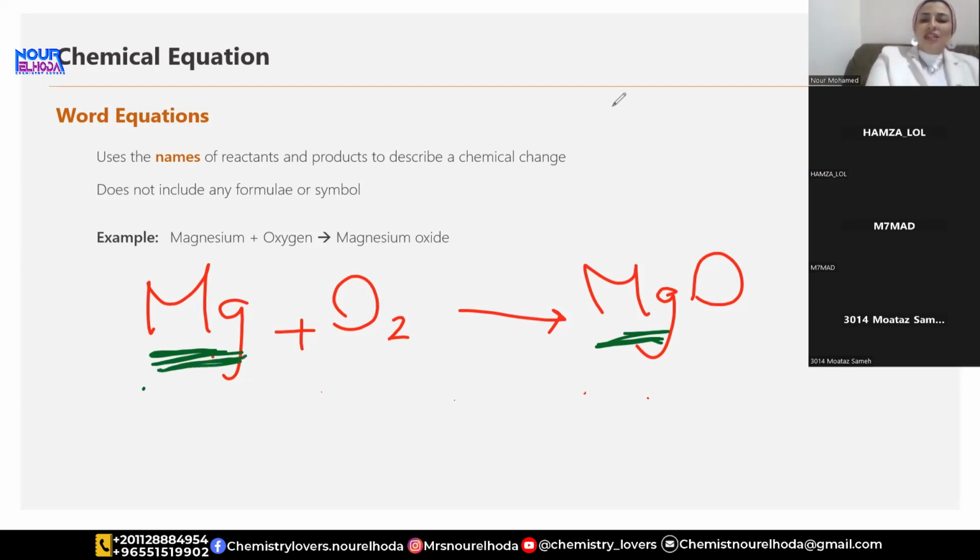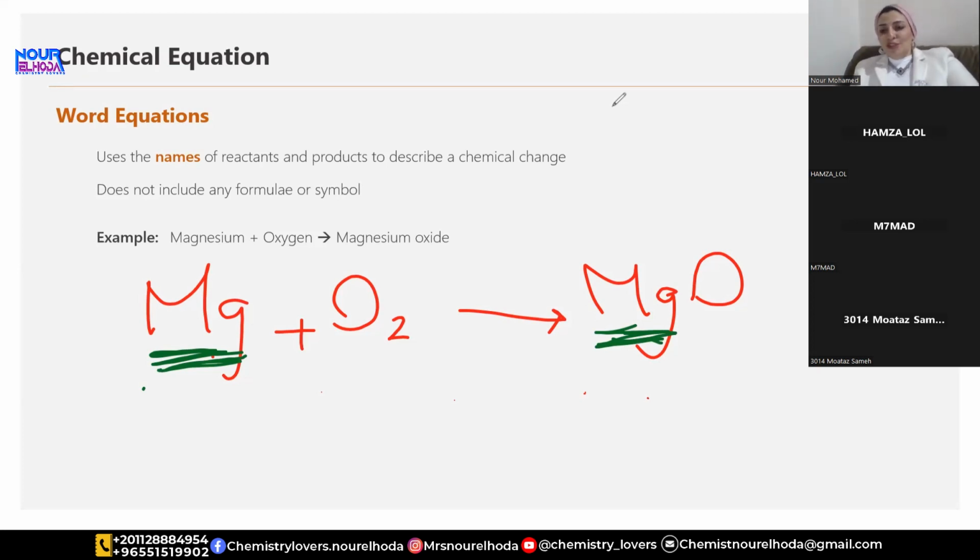So again, this is magnesium and here magnesium. So how do I balance? When I write any equation, even if he didn't ask you for it, not by symbols but by words, you need to balance it automatically. So how should I balance?